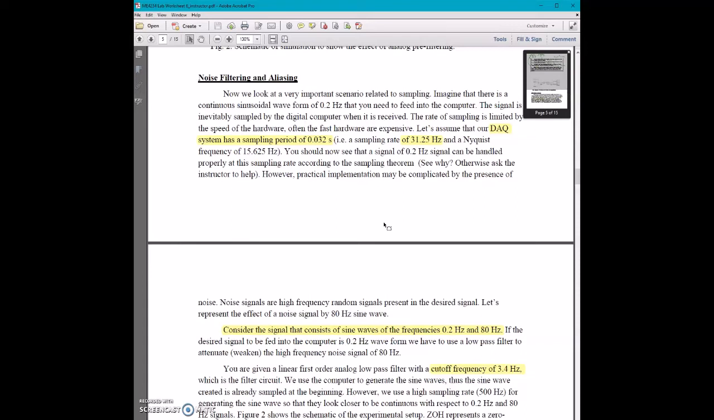Then we're going to set the DAC system to sample at 0.032 seconds, which is a sampling rate of 31.25 Hertz. I think this number is created to torture me because I can never remember it. So it has a Nyquist frequency of 15.625 Hertz. What does that mean? The Nyquist frequency is the highest signal frequency that you can capture with that sampling rate.